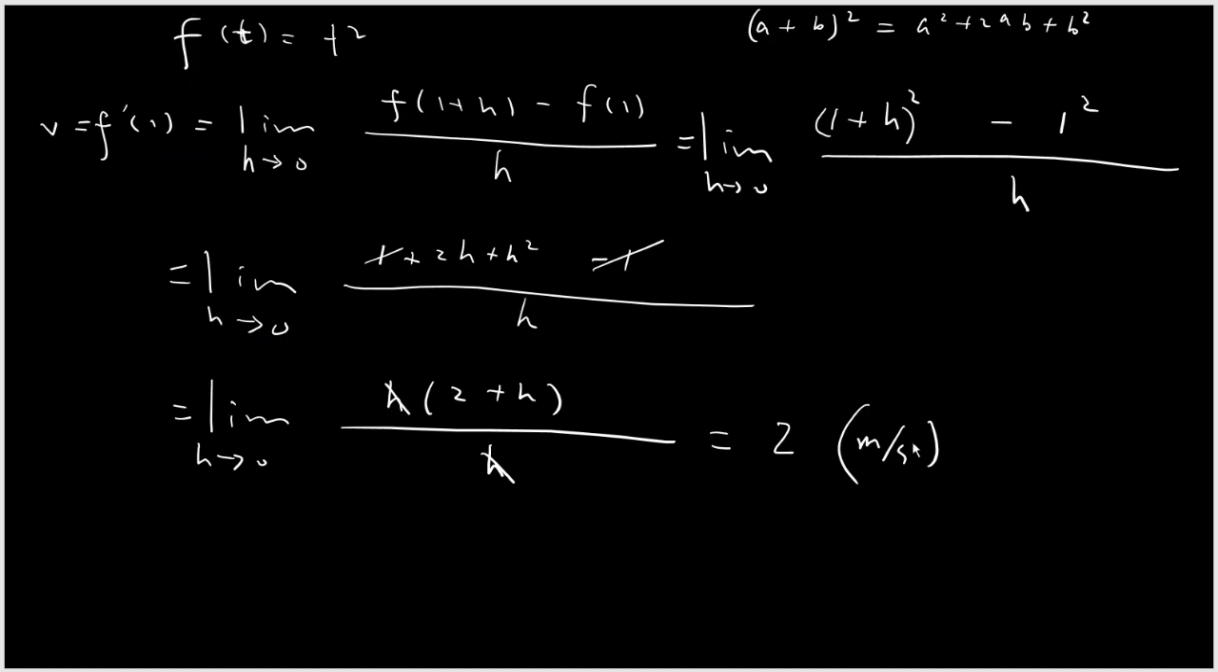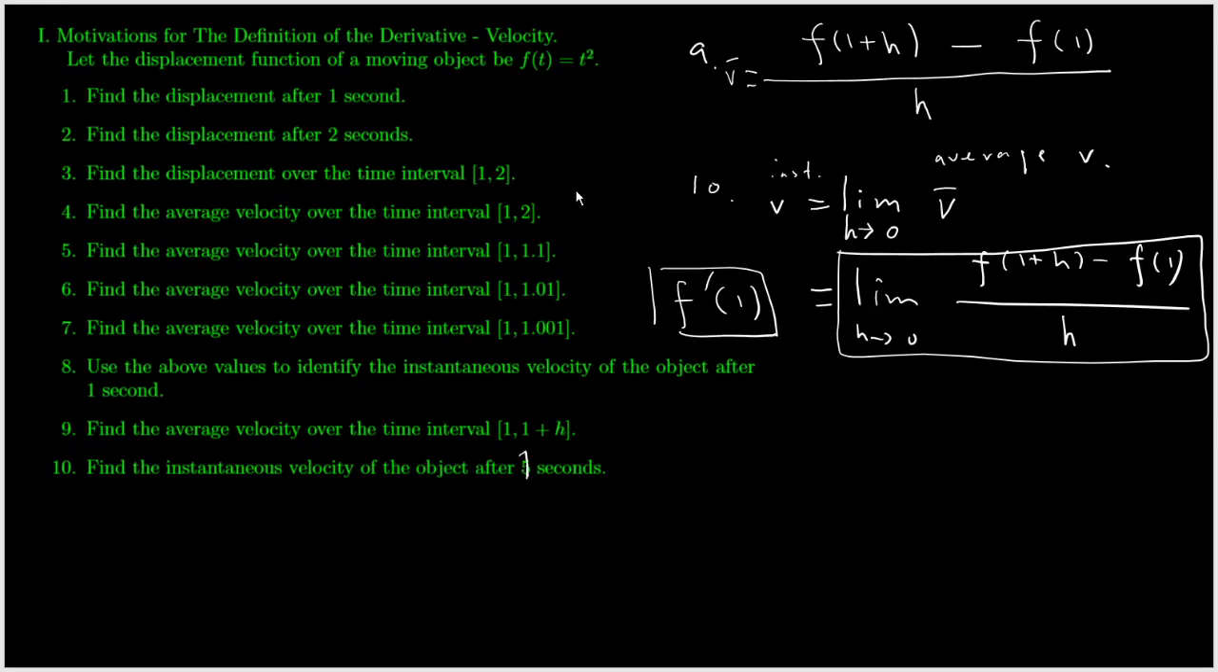So you see this is more general. h can be any number. So that makes sense? h can be any tiny number. In particular, in question number 9, h can be any tiny number.